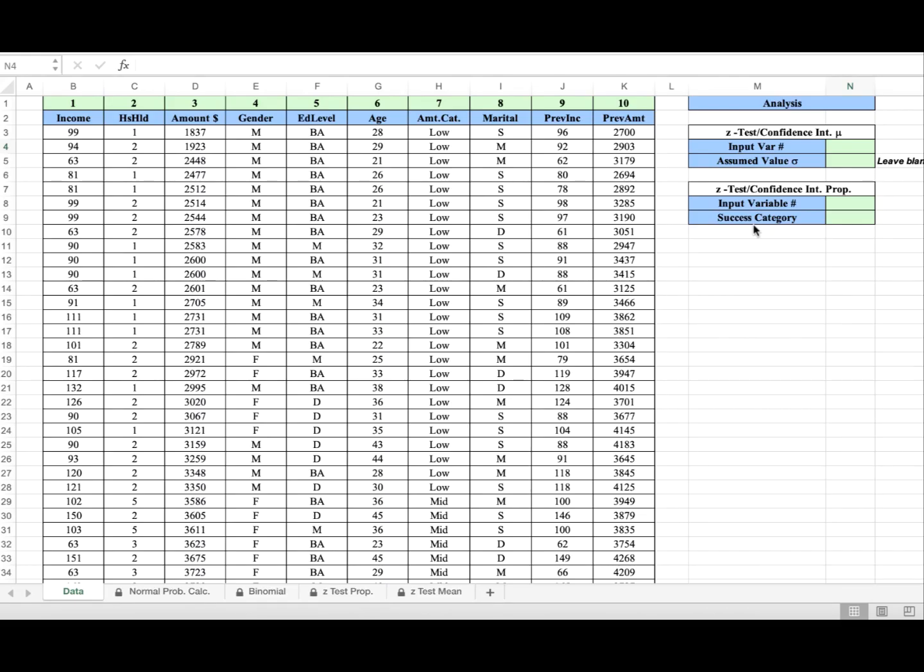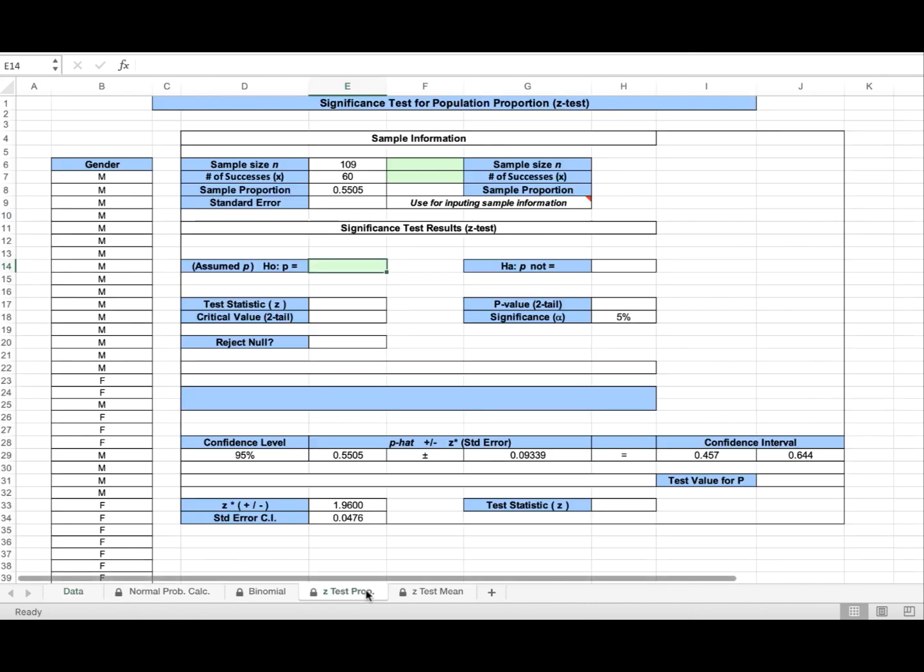Let's go to our Excel tool now to practice running our z-test for population proportion. Beginning on the data page, we would need to specify variable number 4 for gender. And our success category, or the category that's going to determine our p-hat, is F. The rest is set up and our results on the z-test for proportion. Tapping on that worksheet, we first need to formulate the null and alternative hypotheses.